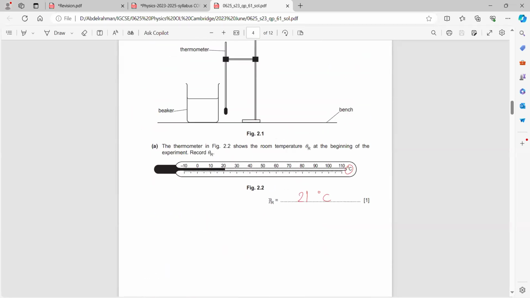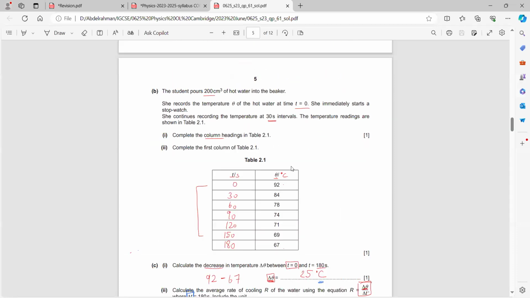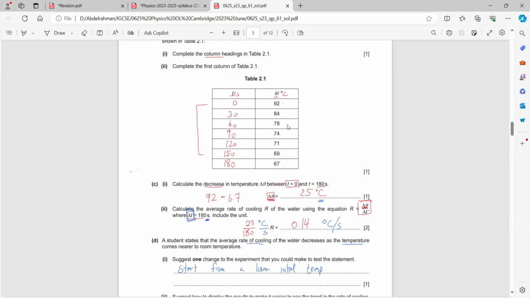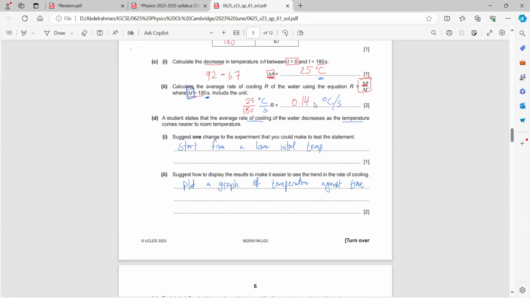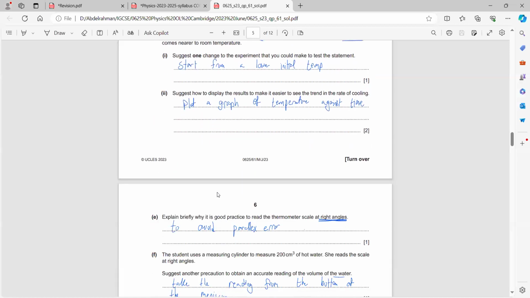Again, for example, theta R. I'm always telling you, theta R is the room temperature, so you have to take the reading of the room temperature. Again, rate of cooling is decreasing. You have to use the unit of the rate of cooling, degrees Celsius per second.